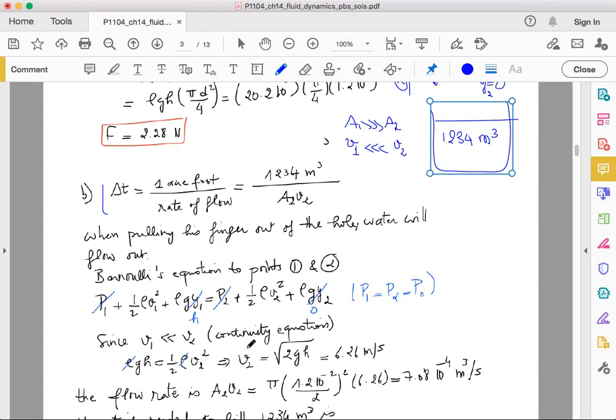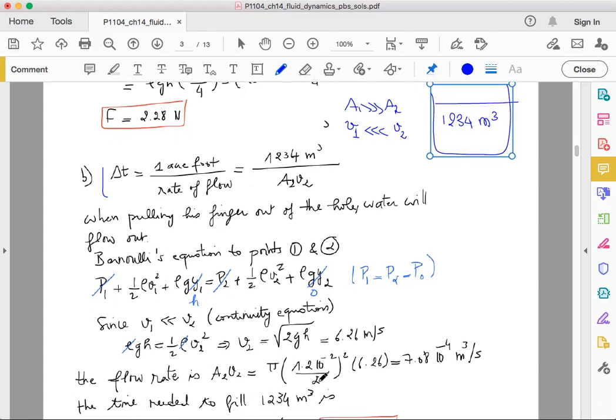So if you know the value of V2, now we can determine the flow rate. The flow rate is equal to A2 times V2. We replace all the parameters with their corresponding values, 1.2 centimeter for the diameter. So don't forget to convert from centimeter to meter. Multiplied by the velocity magnitude, or speed, 6.26, we end up with this value for the flow rate.